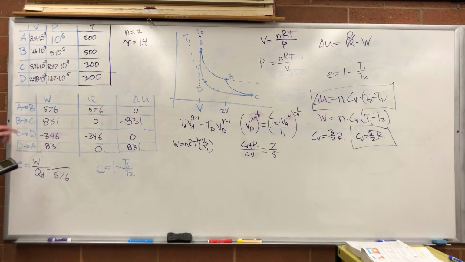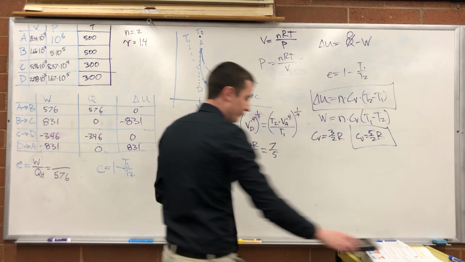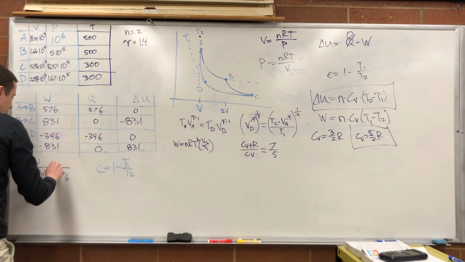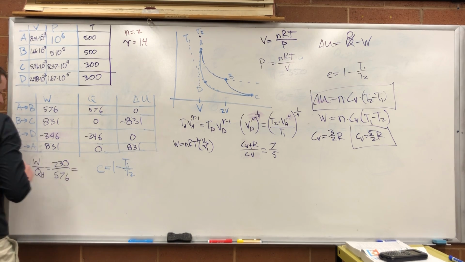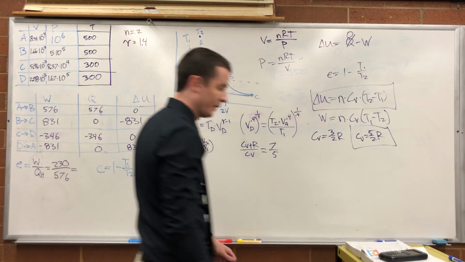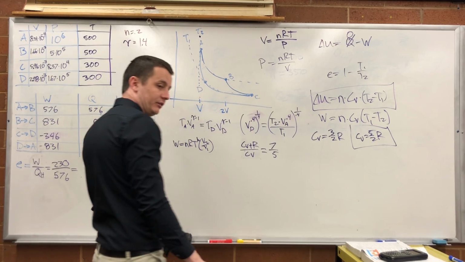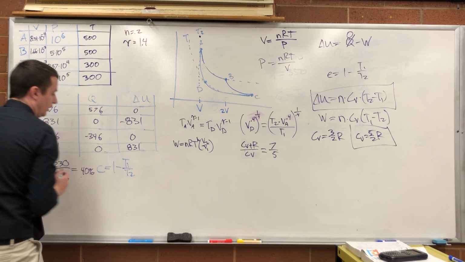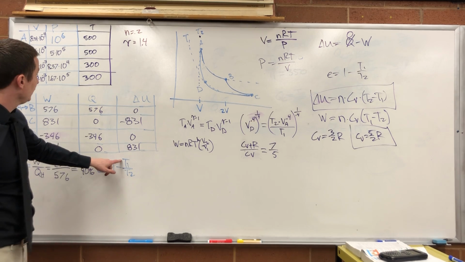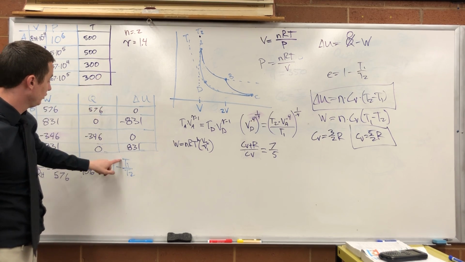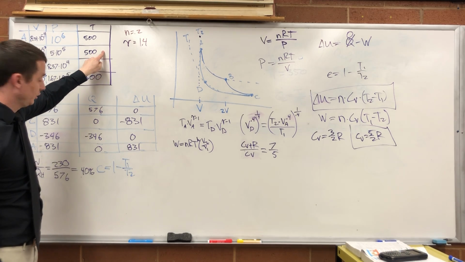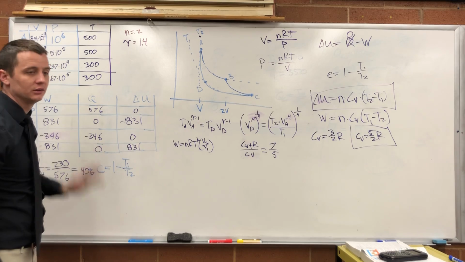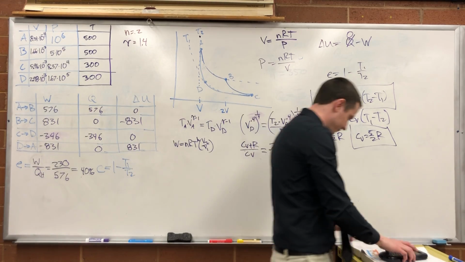So for our works, those two cancel out, right? Yeah, you're left with 230. 576 minus 346, yeah, 230. So we have 230 here, and then if you take the quotient, divided by 576? 0.4, so 40%. So we got 40% efficiency here. Okay, now T1 was 300, T2 was 500. 300 divided by 500 is 0.6, 1 minus 0.6 is 0.4. So we validated that equation.